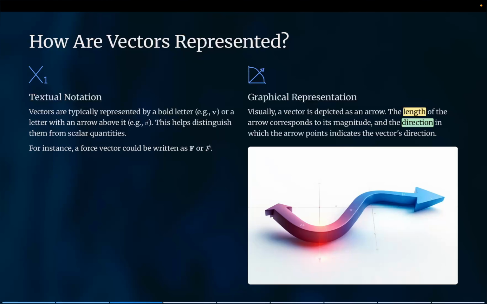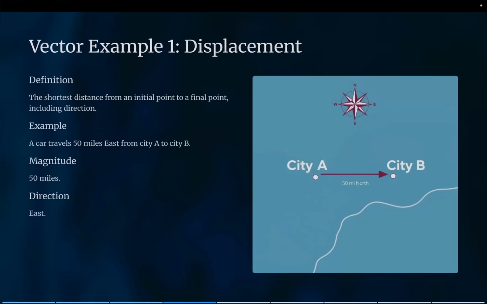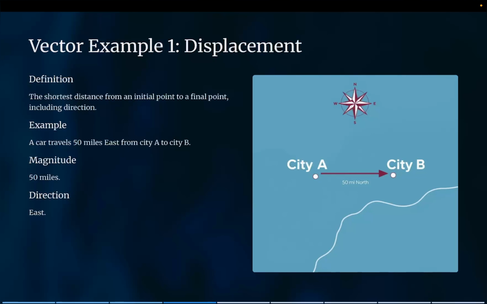The length of the arrow corresponds to its magnitude, and the direction in which the arrow points indicates the vector's direction. So if I have an arrow that points to the north, let's say upwards, and the magnitude of that arrow is 5 meters, then it's a vector because it's 5 meters long and it's pointing towards the north. That's what graphical representation means. There are different types of vector quantities.